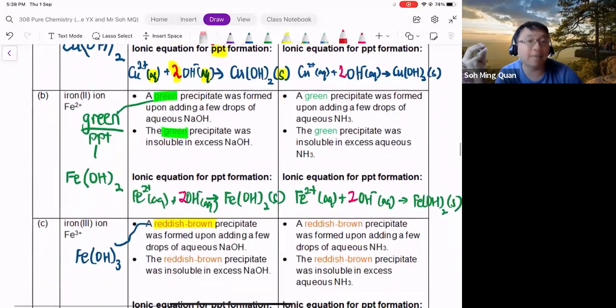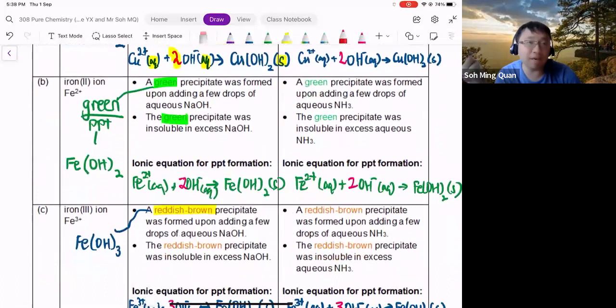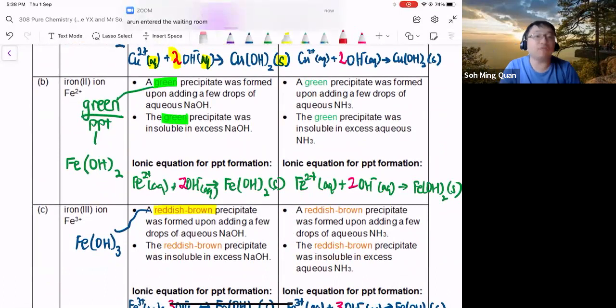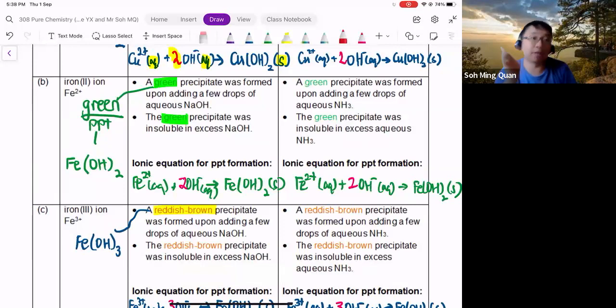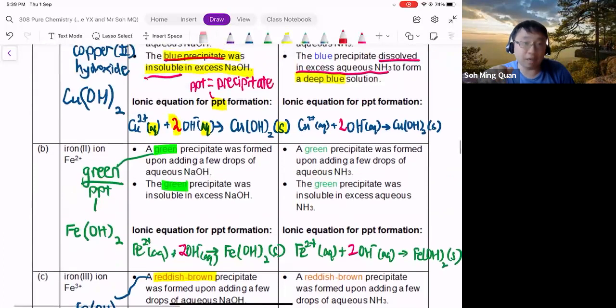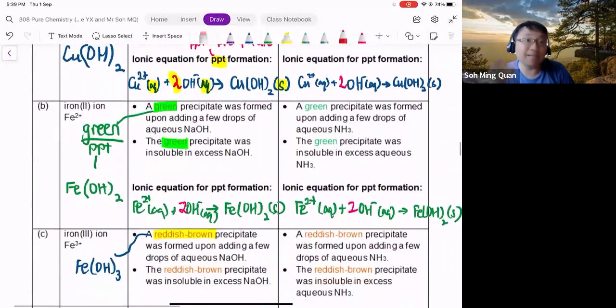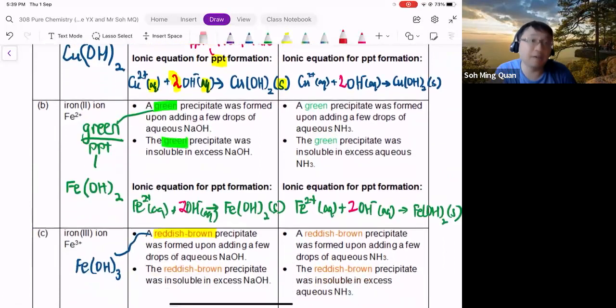Then we move on to iron 3. Iron 3 is Fe3+. Fe3+ forms a reddish brown precipitate. So the color associated with Fe3+ is reddish brown. Okay, so learn the colors and also learn whether it's soluble or insoluble in excess NaOH and ammonia. Okay, I know it takes time. That's why I've segmented the notes as such. The first 3, A, B, C here, copper, iron 2, iron 3, these are colored. So they are easier to learn.